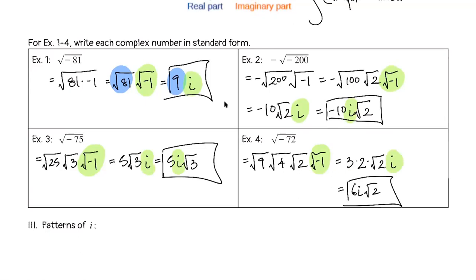All right, any questions about examples 1 through 4? I do want it to be fully factored, yeah. Okay. And you can certainly take more steps to factor it if that's helpful for you, but do make sure that it's fully factored.